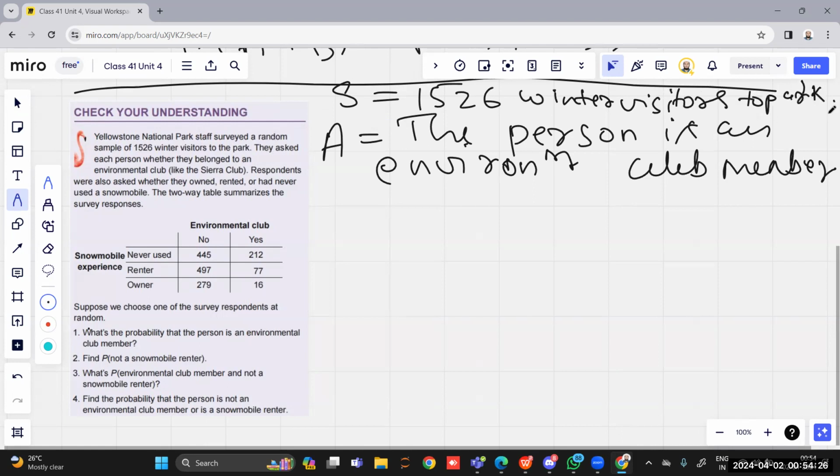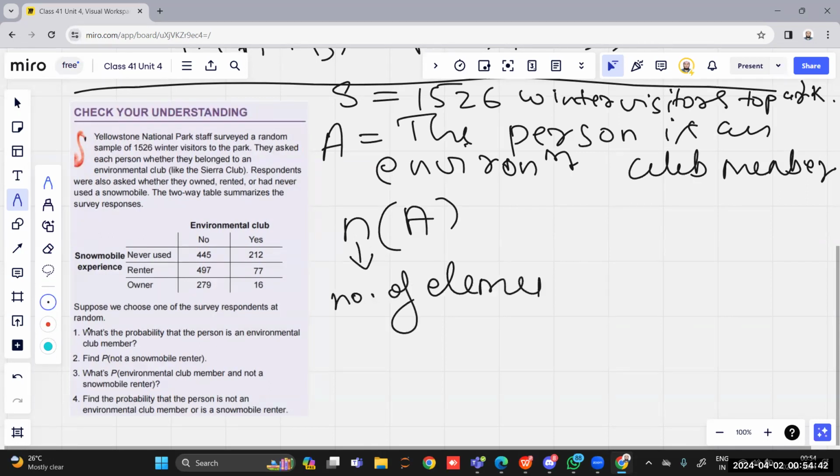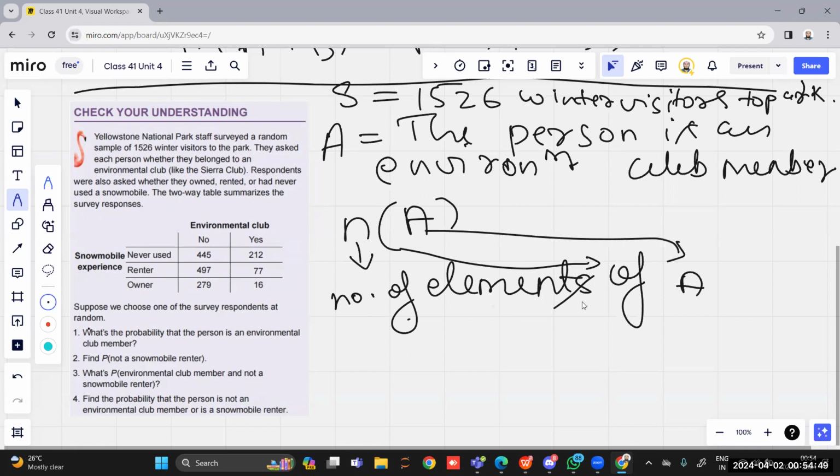So we have defined the first event. What will be the probability of the first event? See here one more thing. If I want to write the number of elements in A, how do I write it? This n represents the number of elements, the bracket represents "of", and this represents A. So n of A is the number of elements of A. How many elements are there in A? The person is an environmental club member, yes. So how many people are there?